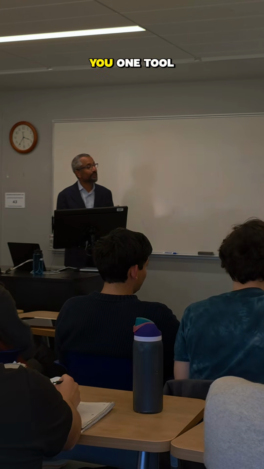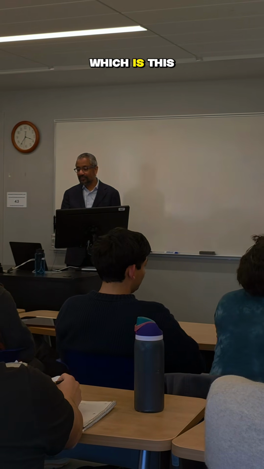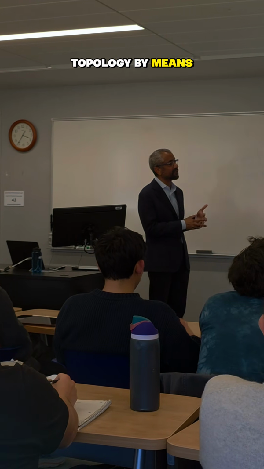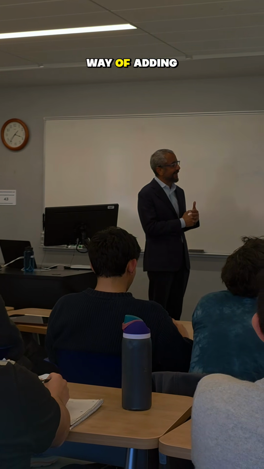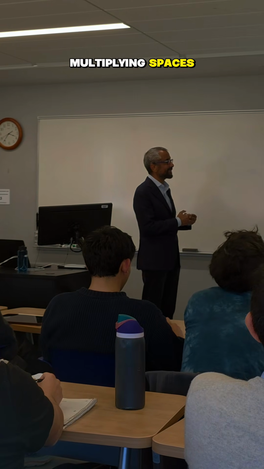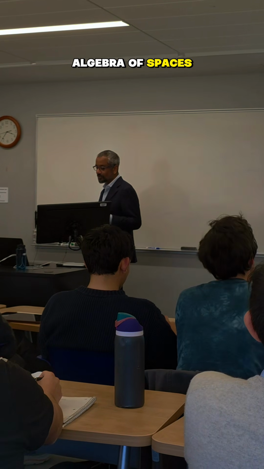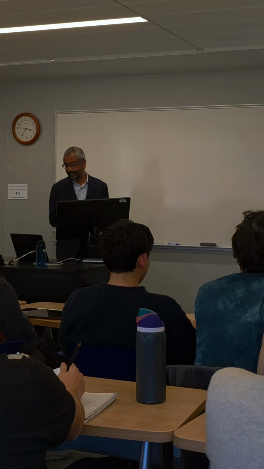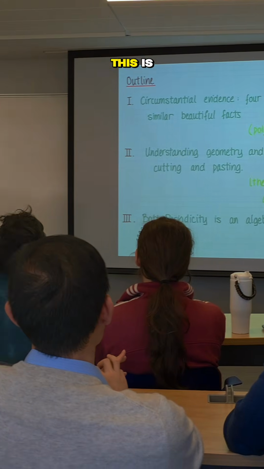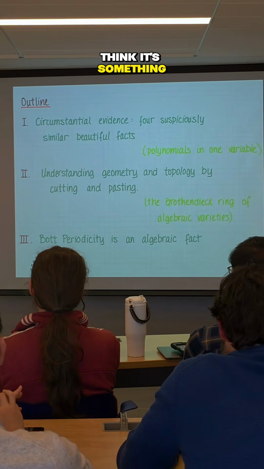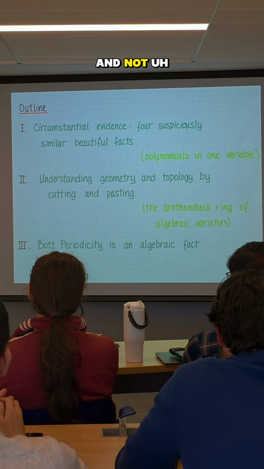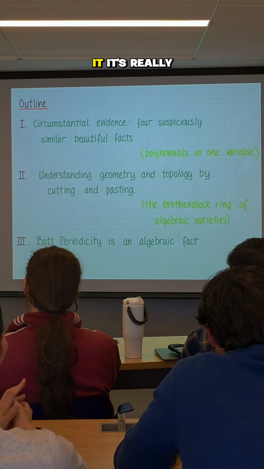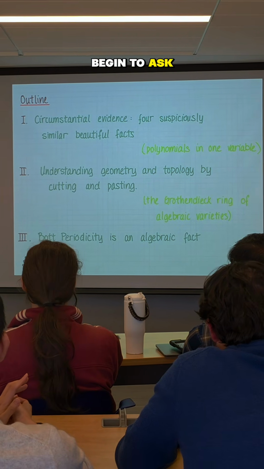And then I want to give you one tool to make these links, a means of connecting geometry and topology by means of algebraic geometry, a way of adding and subtracting and multiplying spaces, the sort of algebra of spaces, which I could give the fancy name of the Grothendieck theory of algebraic varieties, and I'll essentially tell you what this is. At base it's something really concrete and not, well, I won't say not complicated, but to define it, it's really quite simple, and you can begin to ask some basic things.